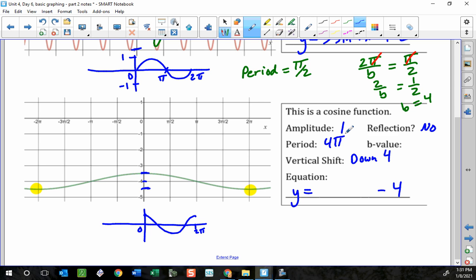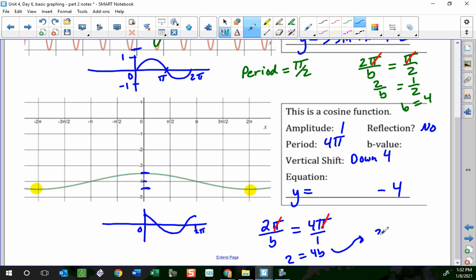Okay? So if I want to figure out the b value, 2 pi over b came out to 4 pi. So I need to solve for b. First thing I'm going to do, usually, always, is cross off the pi's. So now let's cross multiply. This is 4 over 1. So I'm going to get 2 equals 4b. If I solve that, I get 2 over 4 equals b, so b must have been 1/2. So my b value, 1/2.